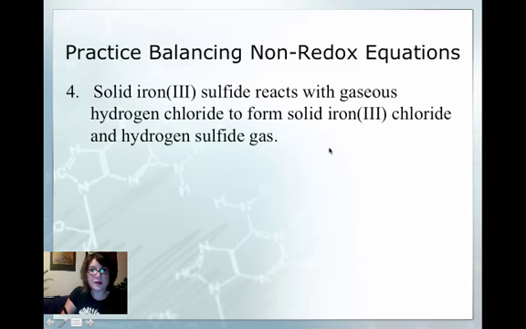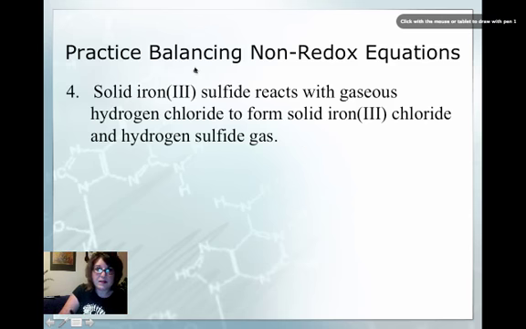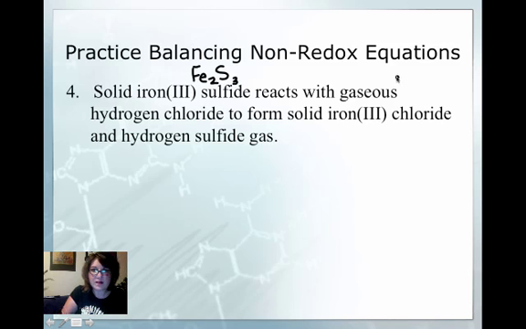Okay, here's another one. Let's change the words into formulas here. Iron 3 sulfide. So iron with a 3 charge, and sulfide always has a 2 charge, so that's this bad boy. Reacts with gaseous hydrogen chloride, so not hydrochloric acid, but HCl gas, to form solid iron 3 chloride. That would look like this. And then hydrogen sulfide gas would be H2S. And this is a solid.